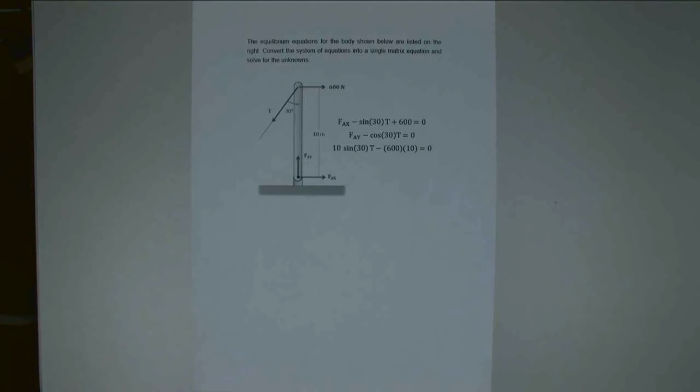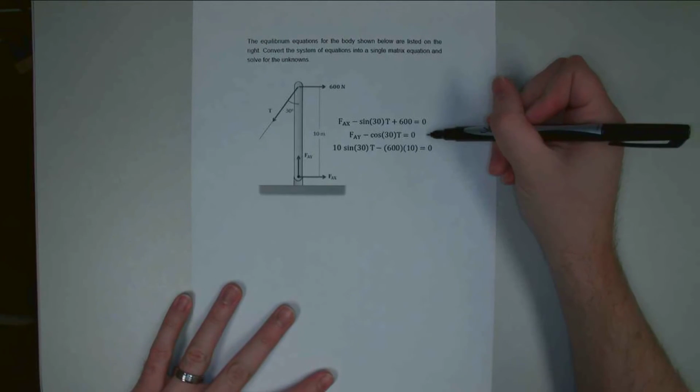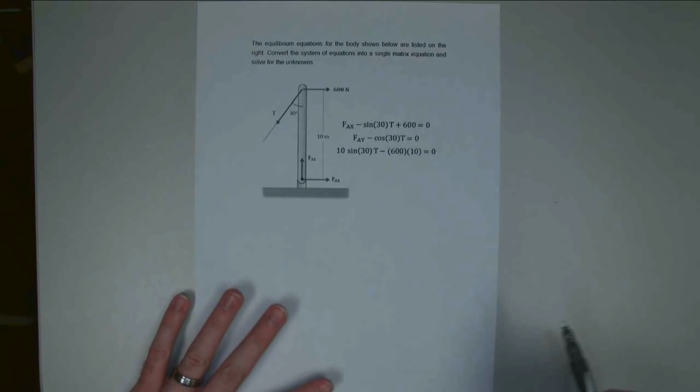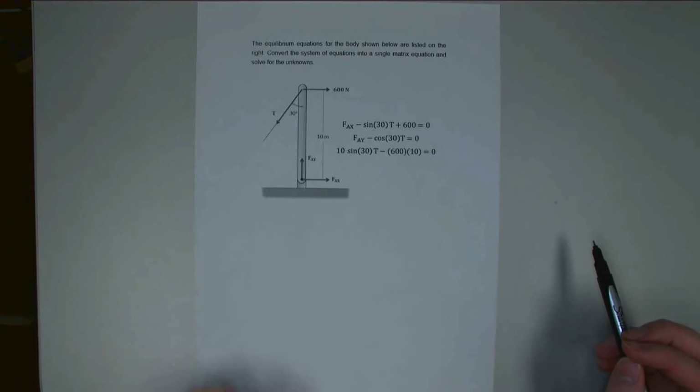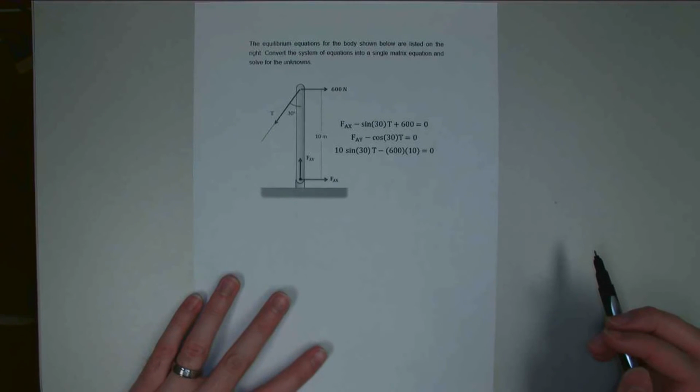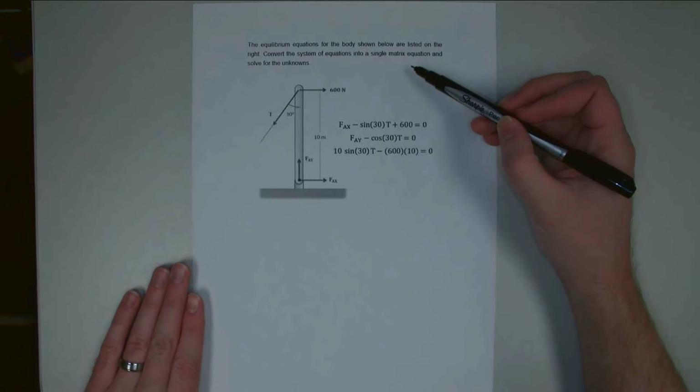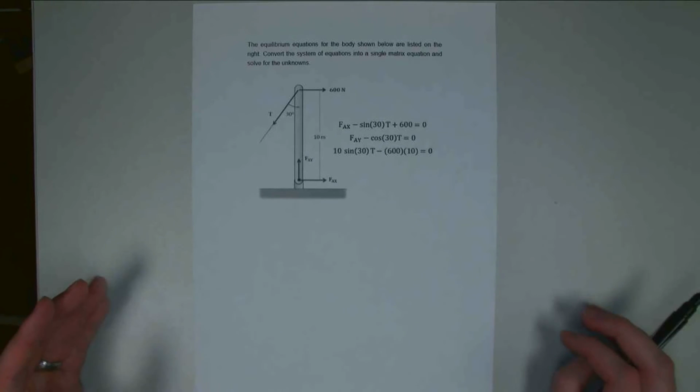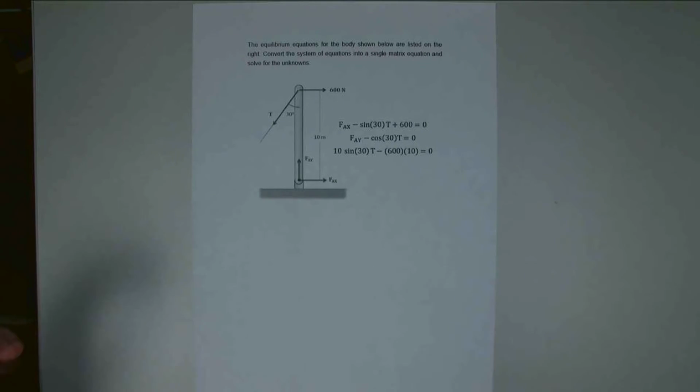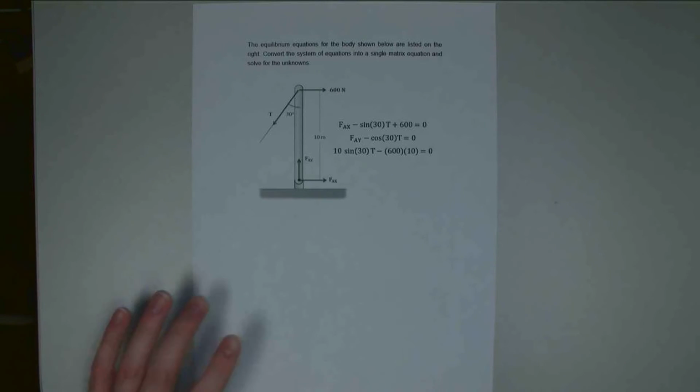Hello, for this problem we have a set of equilibrium equations that's shown here for this particular scenario. So we've got three equations, three unknowns. We are asked to convert this system of equations into a single matrix equation, and then we're going to use computer tools to solve that matrix equation, solve for all of the variables at once.